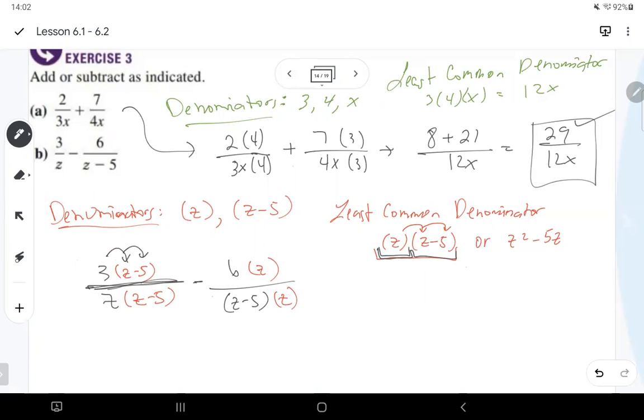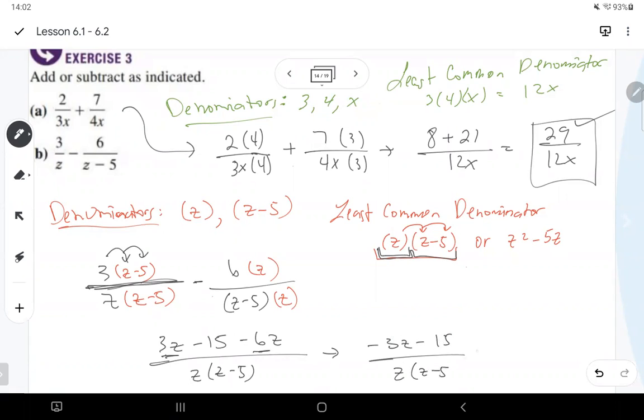So then you just have to distribute. So on the top, we get 3z minus 15 minus 6z, z minus 5 on the bottom. If we combine our like terms, we get negative 3z minus 15, and again, z minus 5. We can pull out a negative 3. So we have z plus 5 and z minus 5.